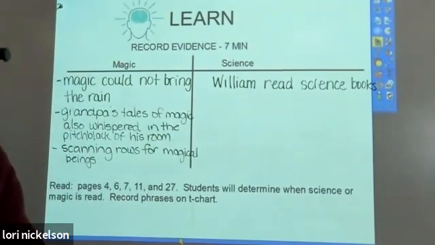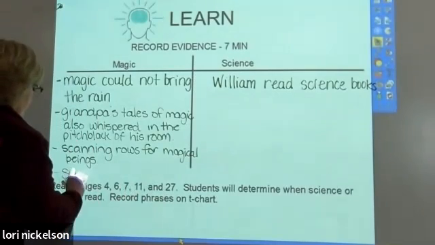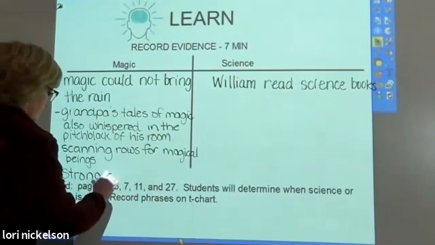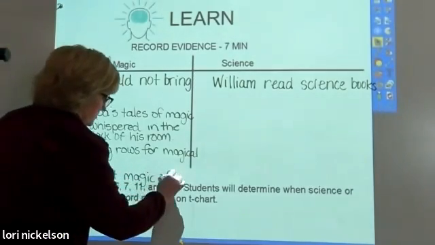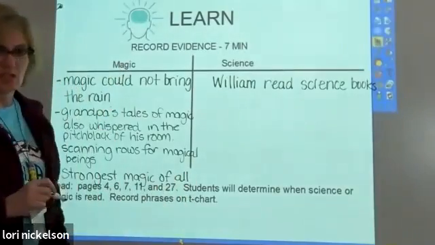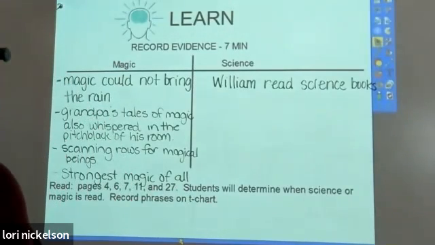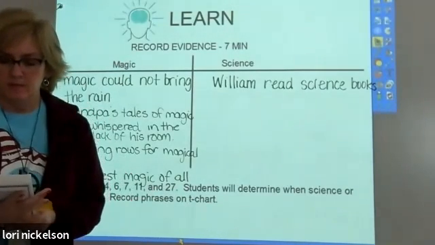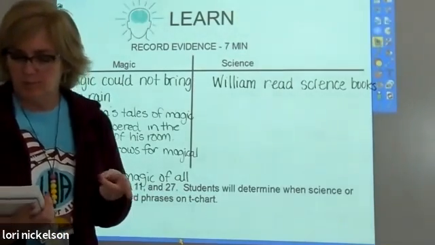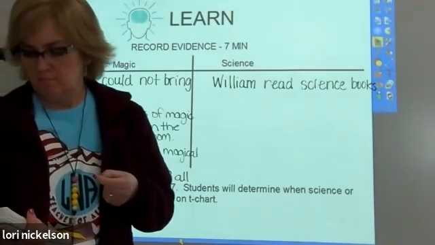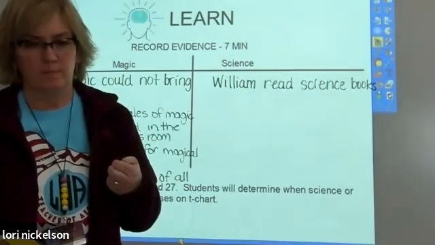Wow. Okay. So the strongest magic of all will go under magic. So they talked a lot about magic in this book, didn't they? They sure did. Now think about it. In this lesson, is science or magic more important to William? Think about it. What do you think?